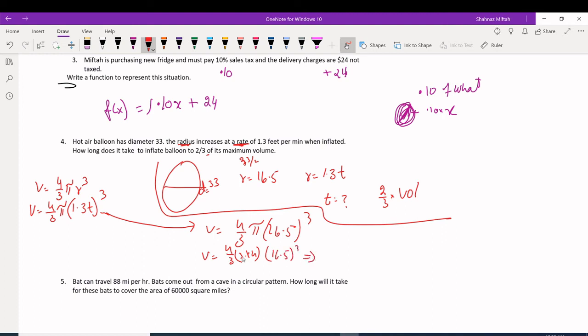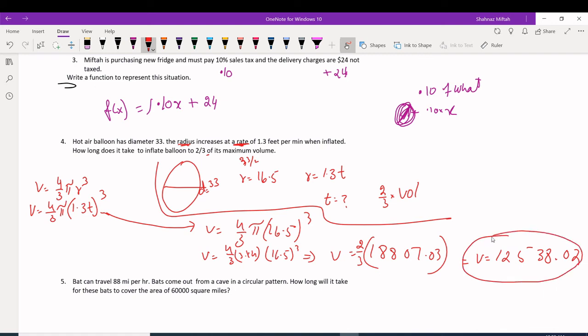Now when I multiply all of this in the calculator, I got 18,807.03. Now I already said that 2/3 of the volume, so this volume is supposed to be multiplied by 2/3. When I multiply this with 2/3, I got 12,538.02. This is the volume, already the 2/3 of the maximum value. Okay, now I'm going to use that, and I can go back up here.